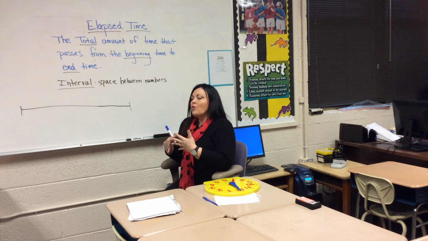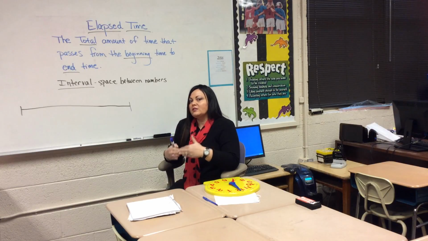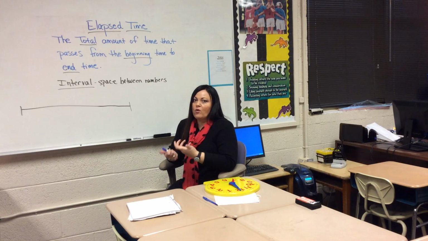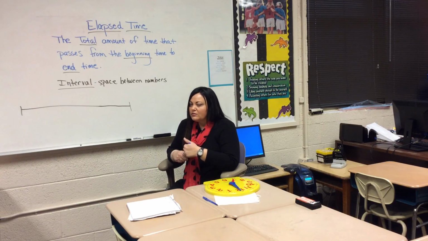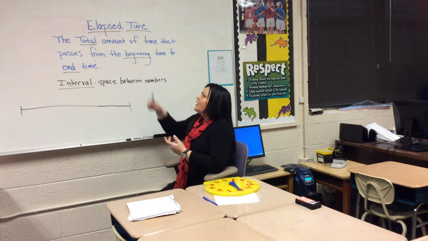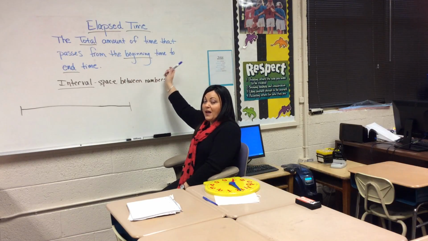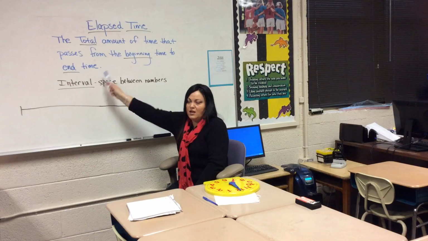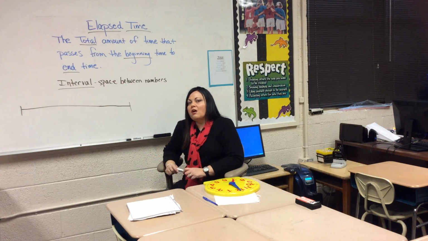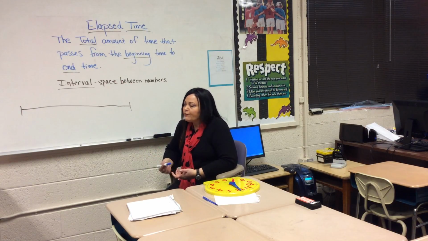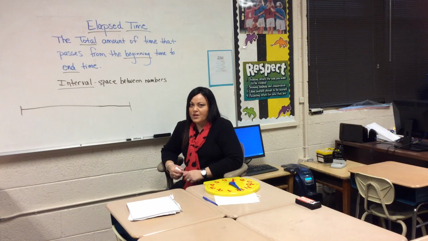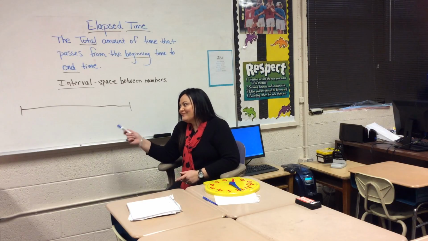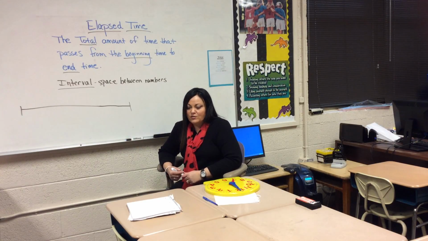Okay, so elapsed time. By the end of this lesson you will have a better understanding of what elapsed time is all about. So let's talk about the real definition of elapsed time. It's the total amount of time that passes from the beginning time to the end time. And we're going to talk a little bit about an interval. An interval is really a space between numbers, and we usually see intervals on a number line.